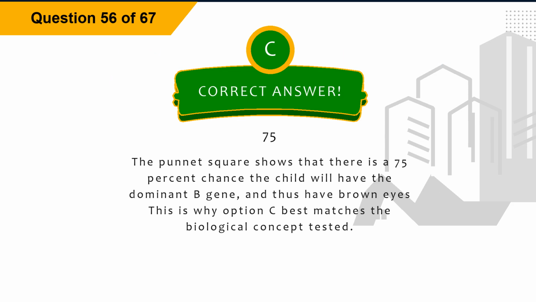Explanation. The Punnett square shows that there is a 75% chance the child will have the dominant B gene, and thus have brown eyes. This is why option C best matches the biological concept tested.